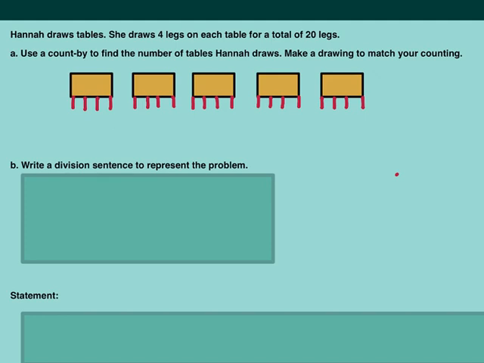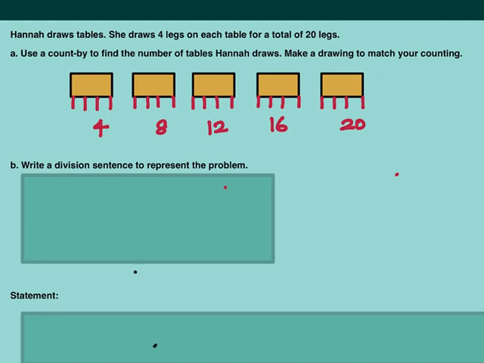What we have done here is we have drawn 4 legs for the first table, and then we can count by 4 till we reach 20. So 4 plus 4 is 8, 8 plus 4 is 12, 12 plus 4 is 16, 16 plus 4 is 20. So that is how we know five tables will have 20 legs.